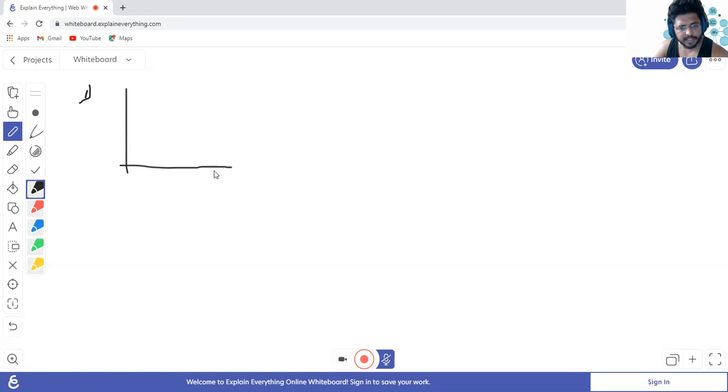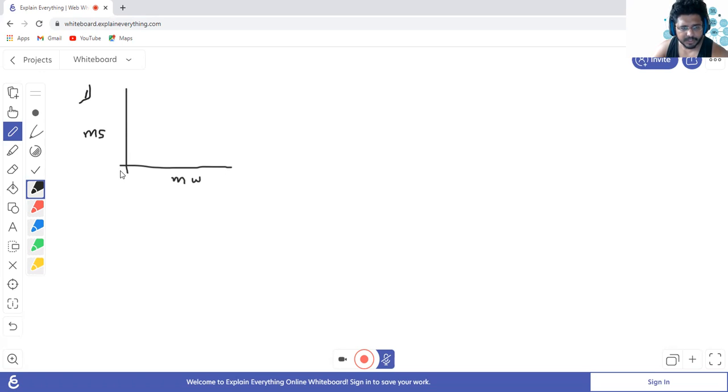What are we calculating? What are we predicting? I'm doing a linear regression with bivariate analysis. Bivariate analysis means two variables. So here is the mouse weight, and here is the mouse size. Mouse weight versus mouse size. So this is bivariate analysis.